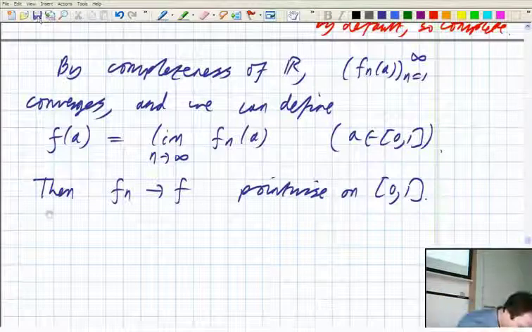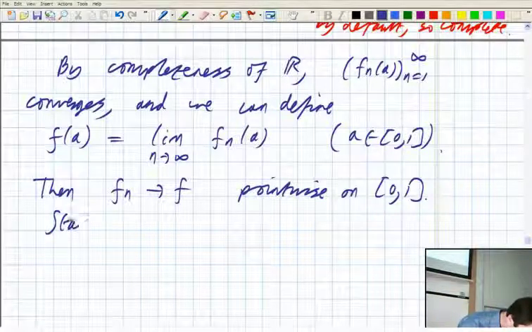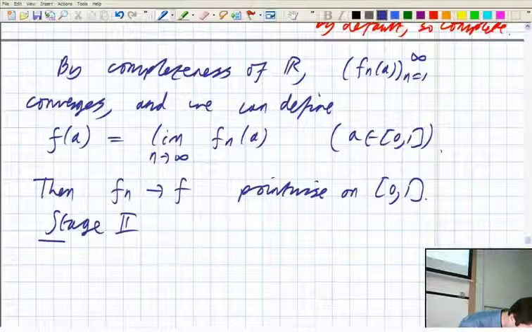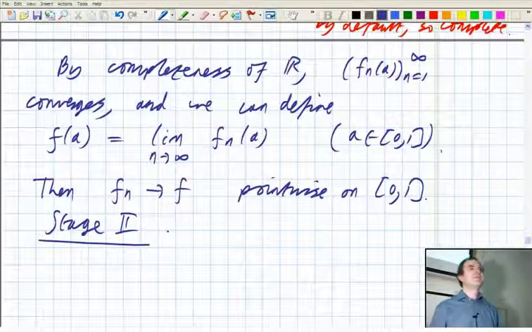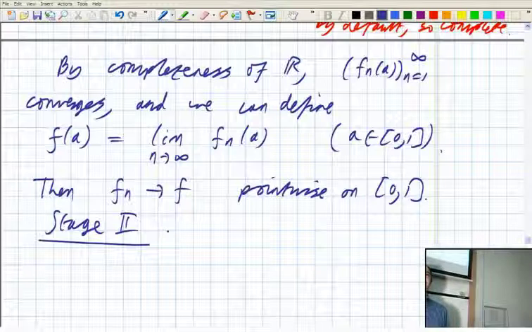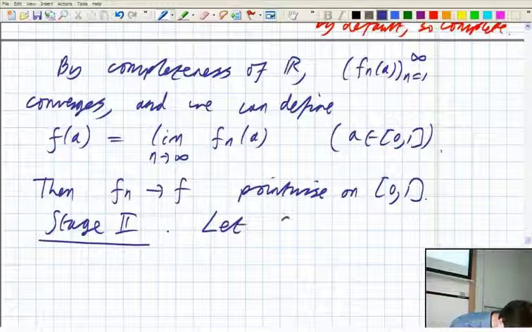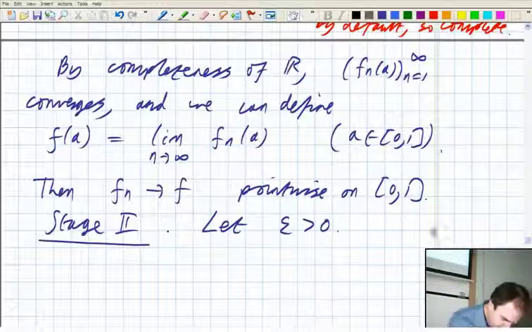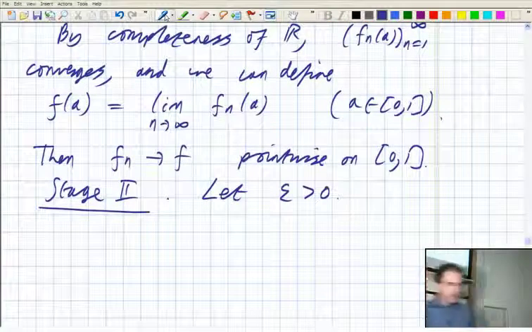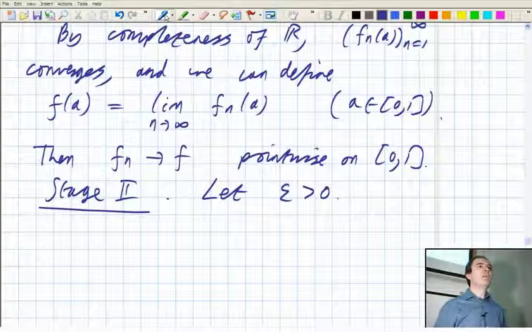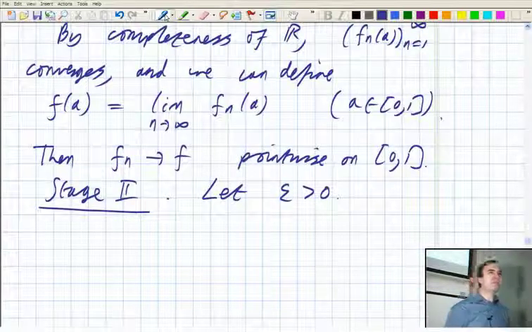So for stage 2, we're going to prove uniform convergence and also get an estimate. We're going to get everything done at the same time. So let epsilon be greater than naught. It's a Cauchy sequence, so we'll choose a capital N so that after a while all the terms are within epsilon over 2 of each other. That's just to be something less than epsilon, just to keep everybody happy.